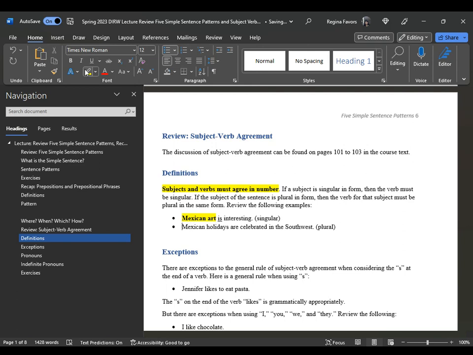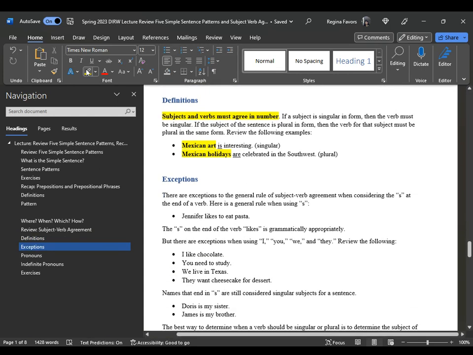So then we have Mexican holidays. We understand now it's a type of holiday and it's more than one type of holiday. And so therefore that will be plural. Then your verb is going to be plural. Okay, so keep that in mind. Sometimes we can get confused with American or Mexican or Indian, right? But look at what that culture is modifying in the sentence. It's almost functioning as an adjective to describe art, but it's also considered the subject of the sentence.